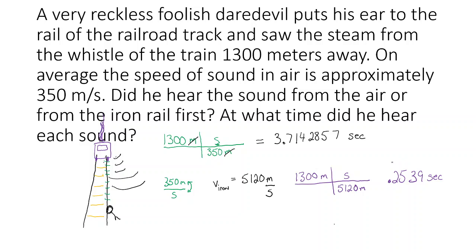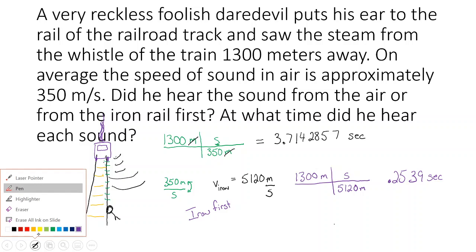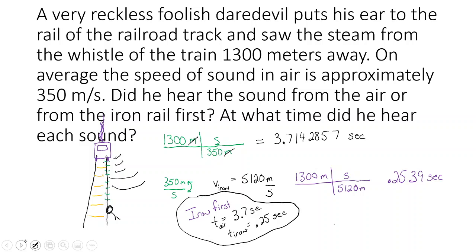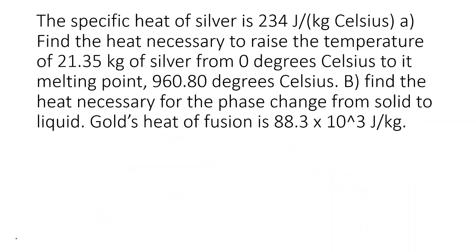So he will hear it from the iron first, and the time it took in air, figuring it in two significant digits, is 3.7 seconds. And that's in the air. And the time in the iron is 0.25, a quarter second. Were you shocked by those answers? I hope that helps you understand the concept a little bit better. All right, let's move forward.